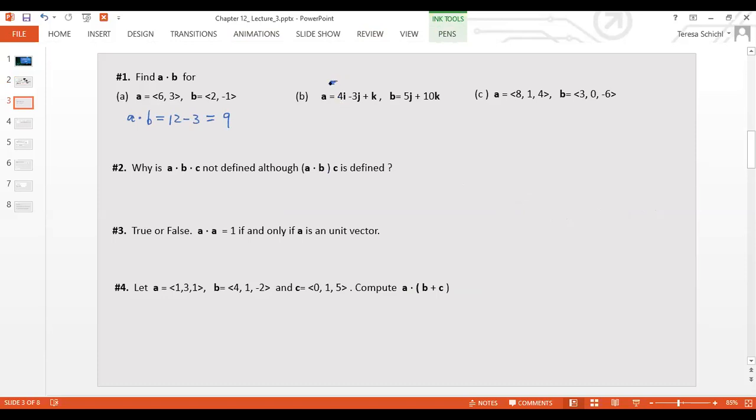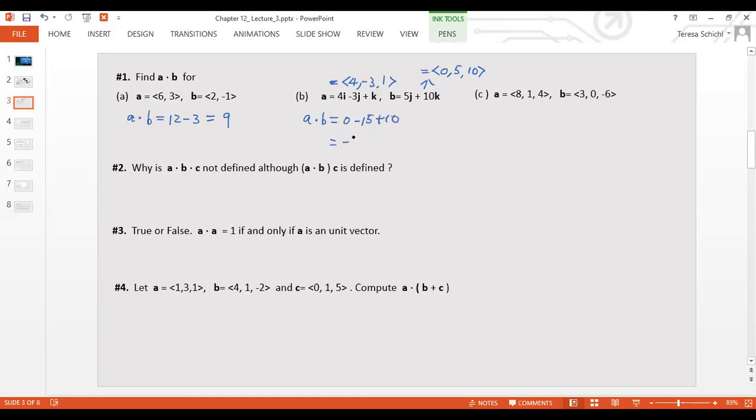Then in the next one, we use the standard basis. If you write A into vector form, it's (4, -3, 1). What is B in vector form? They don't have an i, so that's 0, then 5, and 10. Now A dot B is just the first times the first, so 0, then negative 3 times 5 is negative 15, plus 10.